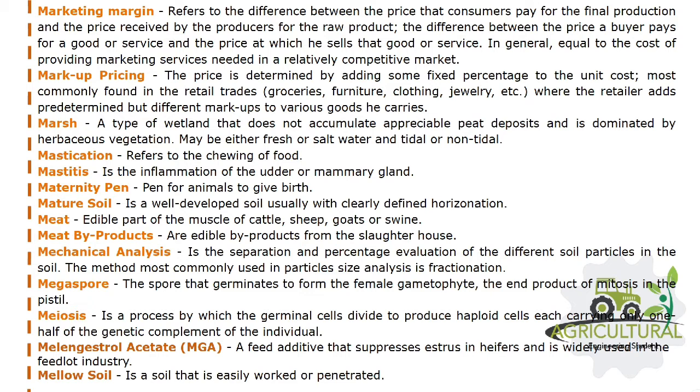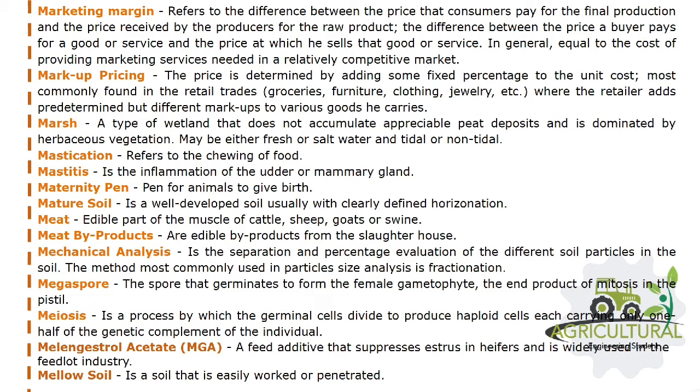Marsh, a type of wetland that does not accumulate appreciable peat deposits and is dominated by herbaceous vegetation. May be either fresh or salt water and tidal or non-tidal. Mastication refers to the chewing of food. Mastitis is the inflammation of the udder or mammary gland. Maternity pen, for animals to give birth. Mature soil is a well-developed soil, usually with clearly defined horizons.